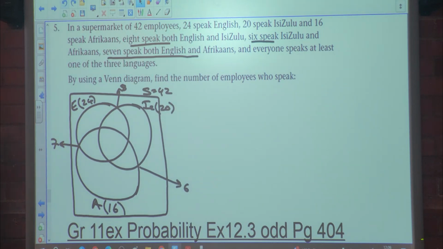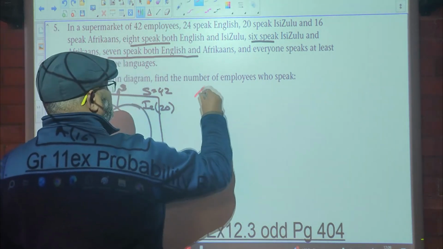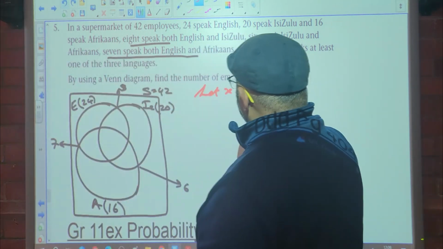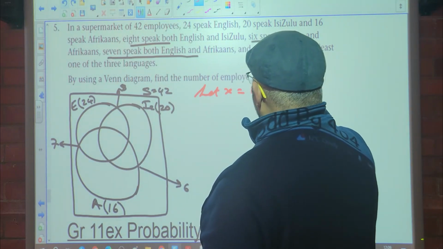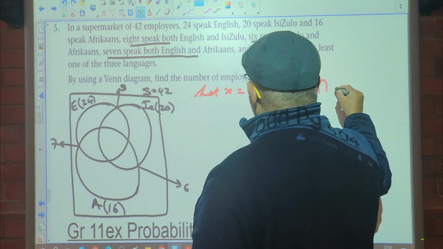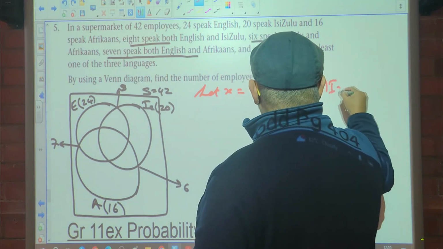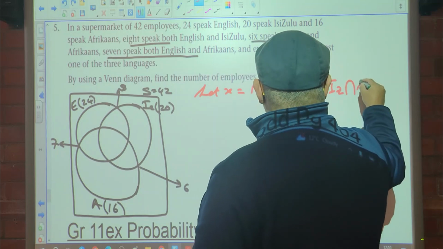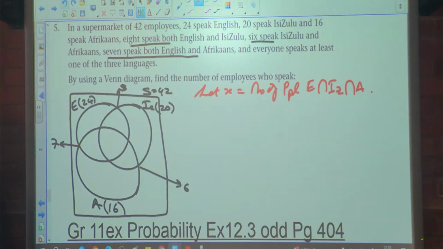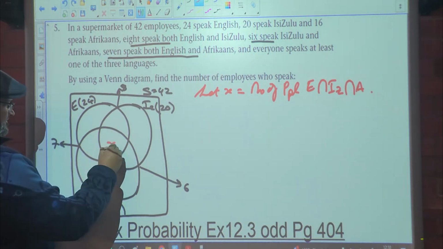Alright, so what I do is, I say let x equal the number of people who do English, isiZulu, and Afrikaans. So this will be now x.